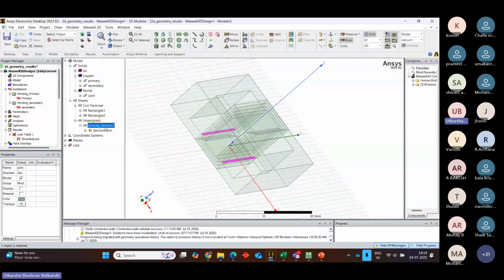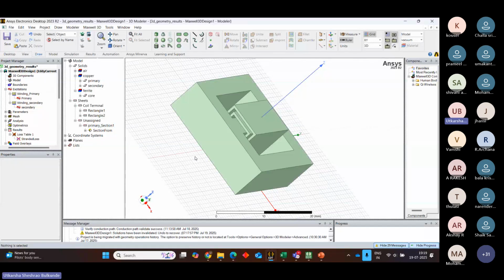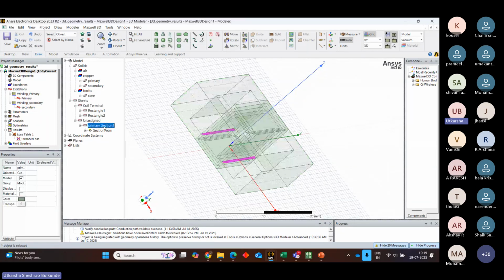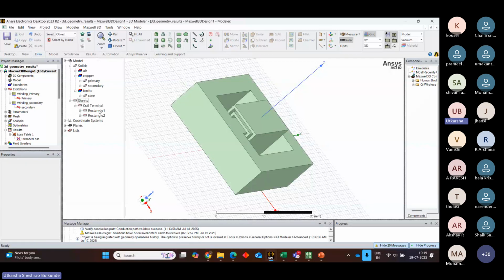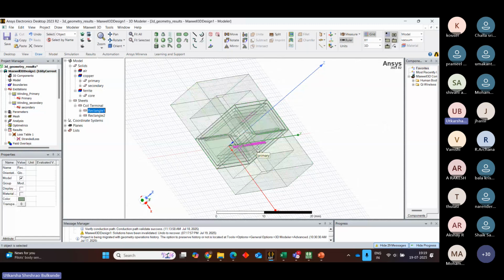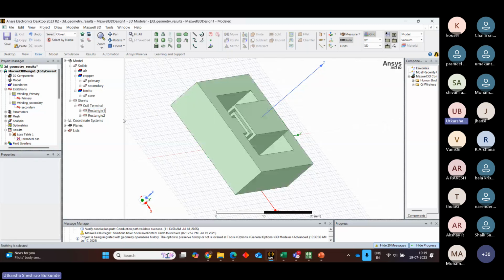Can you see? Can anyone tell me why we are not being able to use this option here? We tried all the combinations, still we were not being able to get this section, right? Can anyone tell me the reason?